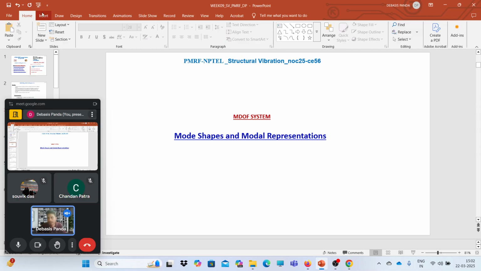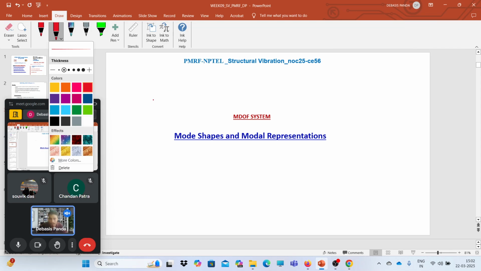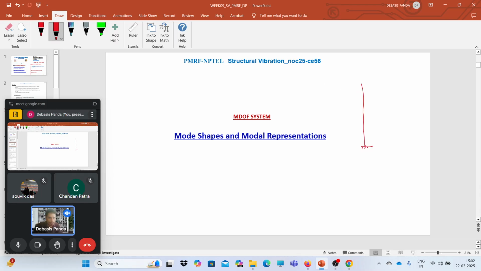What I already said is that during the last interaction session we started the multi-degree of freedom system. That means we have more than one degree of freedom to solve. During the last session we learned how to develop the equation of motion for a multi-degree of freedom system. For example, here we have a 3 degree of freedom system, M3, M2, M1, and corresponding to the columns we have stiffnesses K1, K2, and K3. And say for example we have the damping also, C1, C2, and C3.